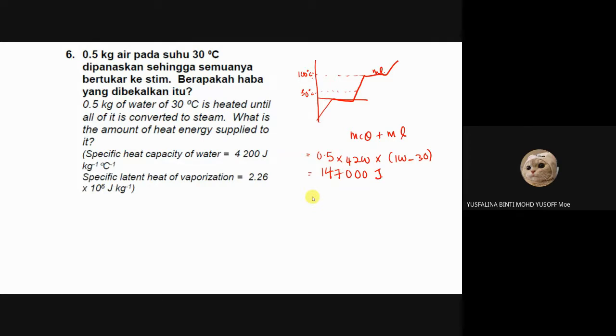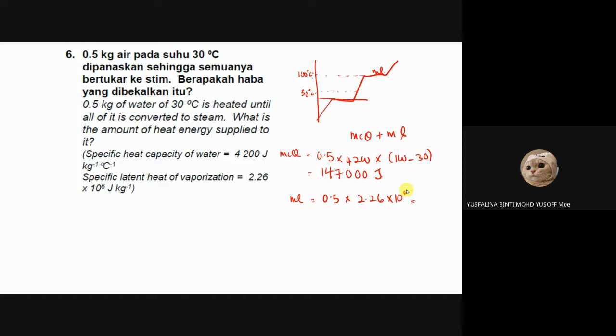I got 147. Okay. And then for the ML, this one is for mcθ, okay? For the ML, this one is completely changed. So the mass is also the same, because the 0.5 kg of water all changes to steam. So 0.5, same, okay? And the L is 2.26 times 10 to the power of 6. So I will get 0.5 times 2.26 times 10 to the power of 6.